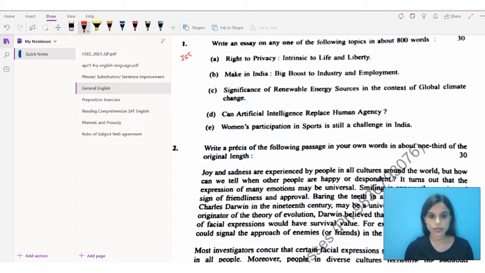This is the General English paper from the ISS IES 2022, and we are solving the essays one by one, and you can see the word limit. It's 800 words, and I won't be giving you an exact 800-word essay right now as a solution. Rather, I would be discussing number 1C in today's class, which deals with the significance of renewable energy sources in the context of global climate change.